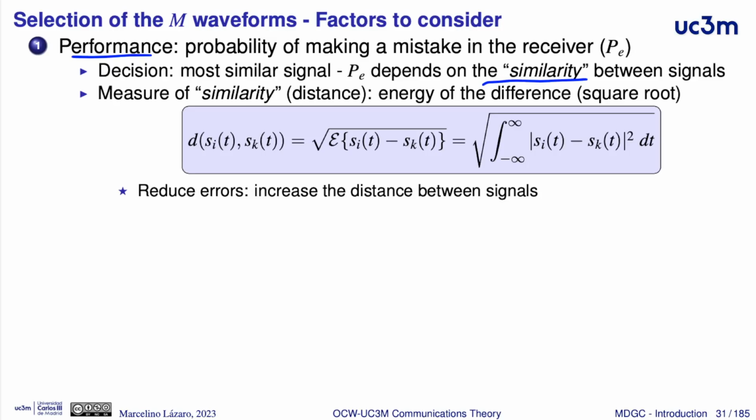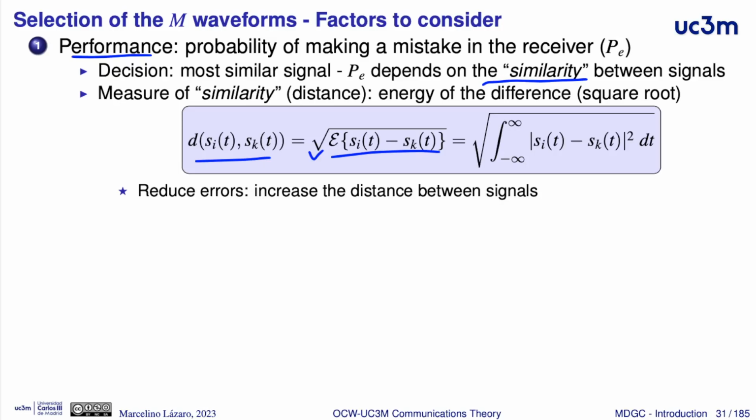Intuitively, a possible measure of the similarity between two signals could be the energy of the difference between these signals. The higher the energy of the difference, the lower the similarity. And it's possible also to introduce a square root here. Later, we'll see the reason for this square root. To increase the difference between the signals, to increase this measure of distance between signals, will reduce the probability of errors.